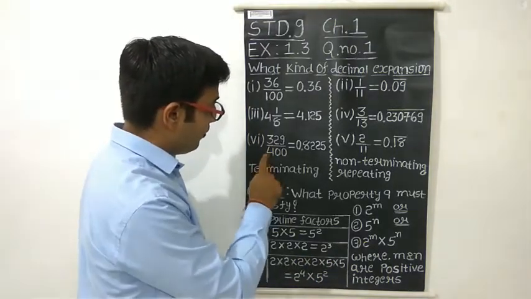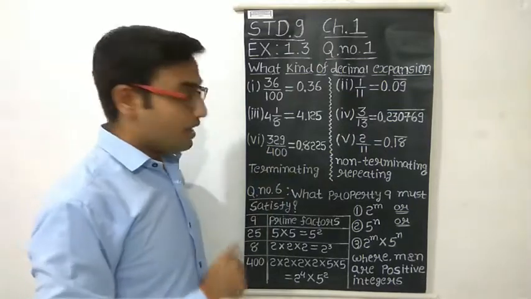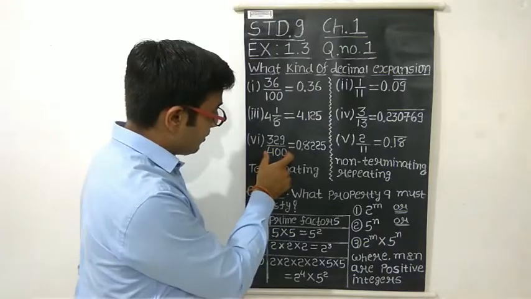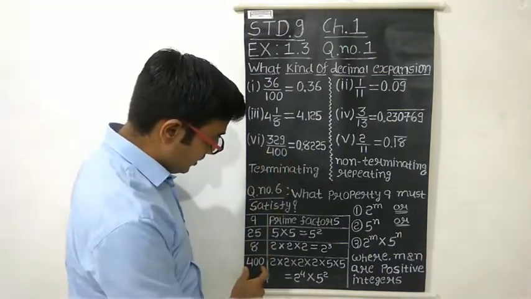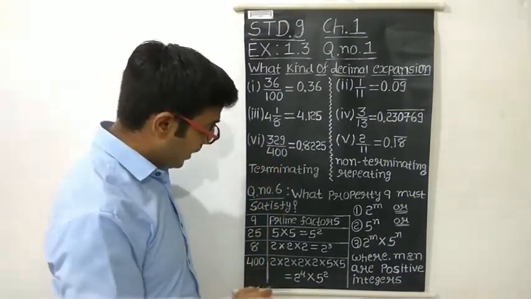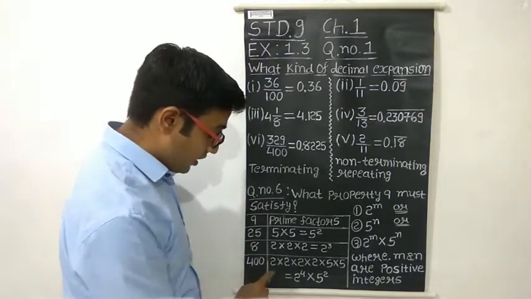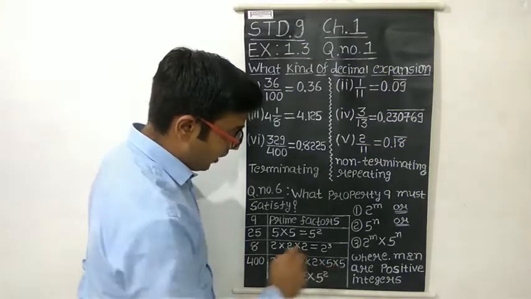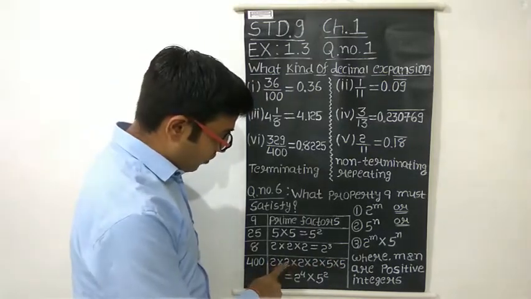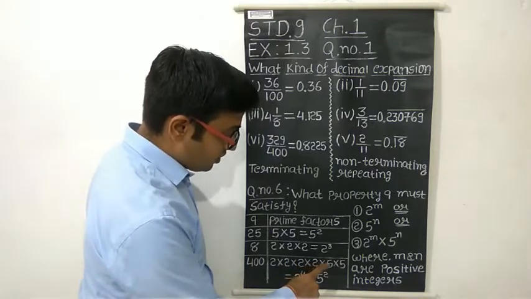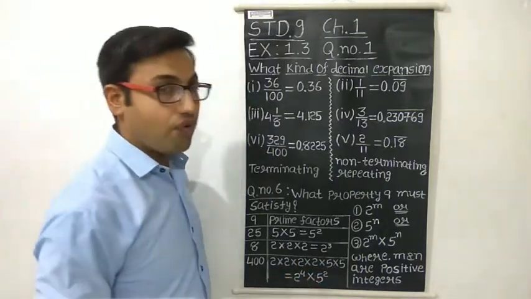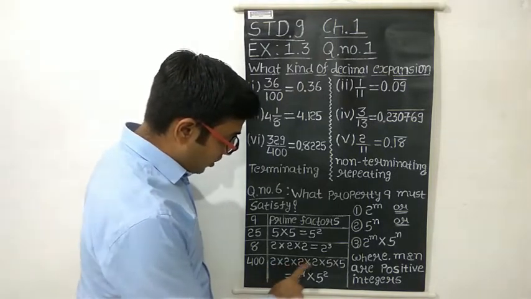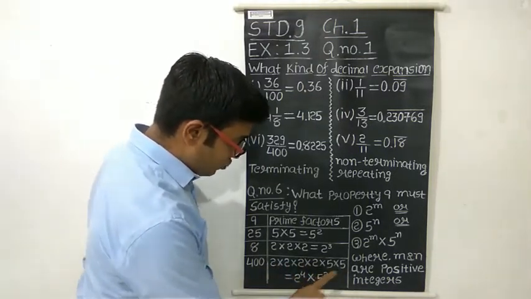Third example is 329 upon 400. Again there is no common factor in 329 and 400. So for this case our q, the denominator, is as it is, 400. And the prime factors of this 400 are 2 into 2 into 2 into 2 into 5 into 5. 2 4s are 8, 8 2s are 16, 16 25s are 400. So we get 2 raised to power 4 multiplied by 5 raised to power 2.